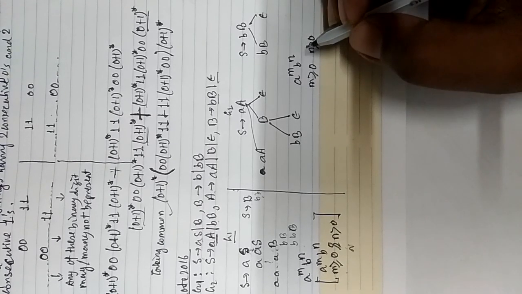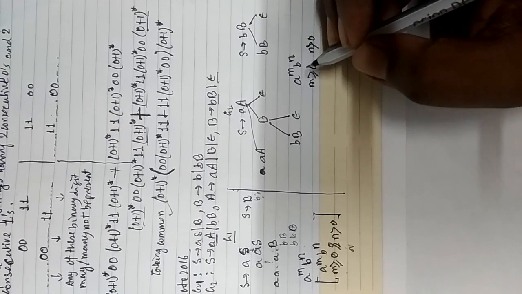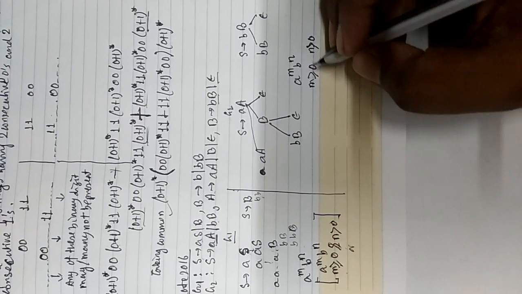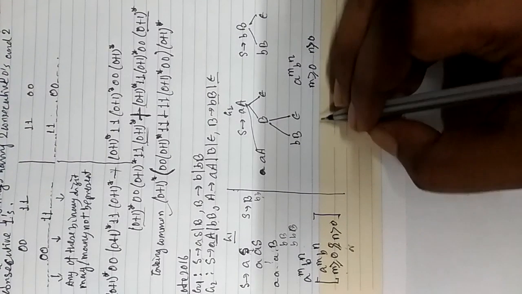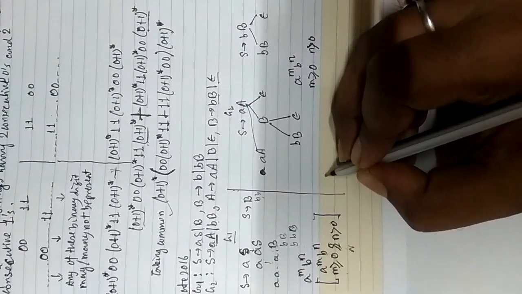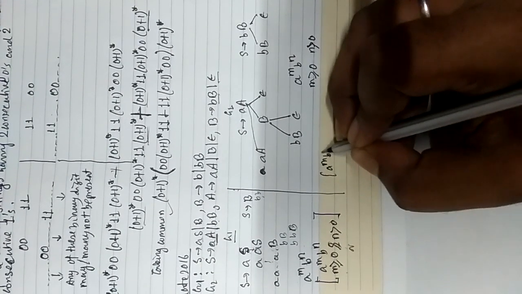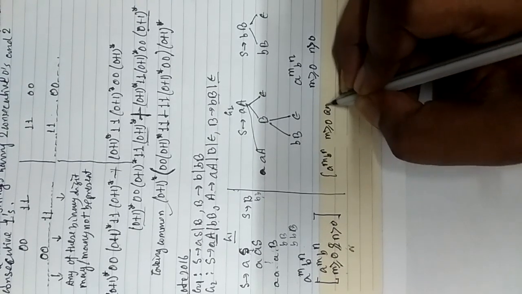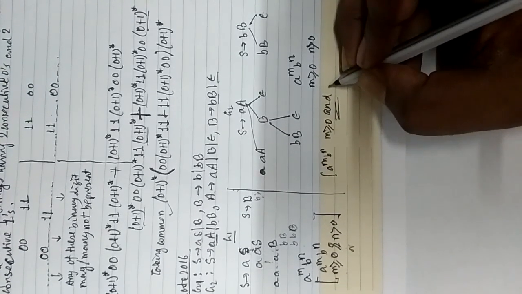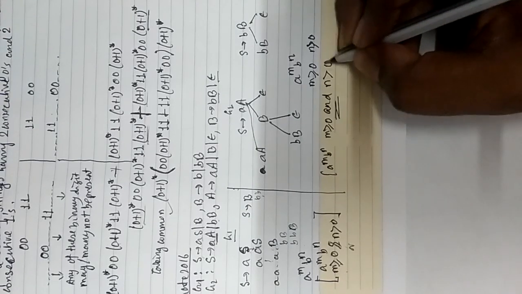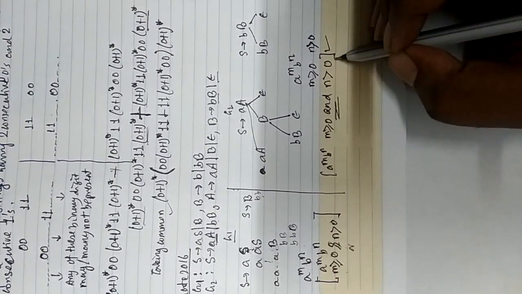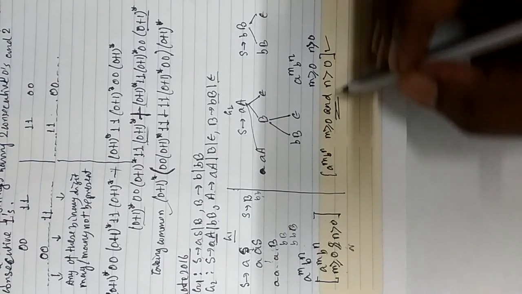So ultimately your answer will be A to the power M, B to the power N, where M is greater than or equal to 0, and this is very important, N is greater than 0. So this is the correct answer. There are 4 options given, and this option is also given, so you can just tick it. This is the correct answer.